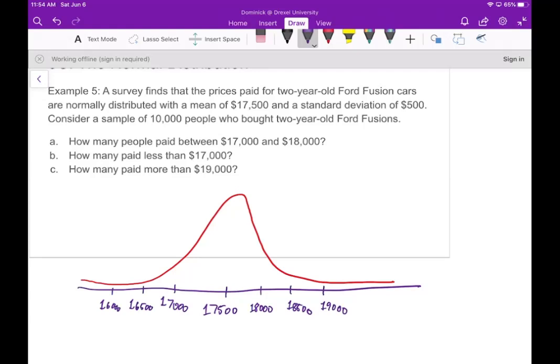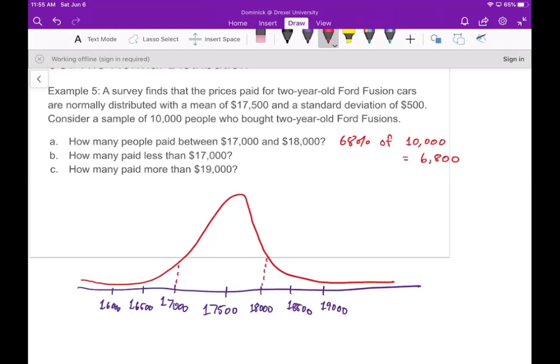Now, how many people for part A paid between 17,000 and 18,000? Well, that's this region where we have 1 standard deviation, so that's 68%. And since it's a sample of 10,000 people, we want 68% of 10,000, which would give us 6,800. Right? If we multiply 0.68 by 10,000, we would get 6,800.